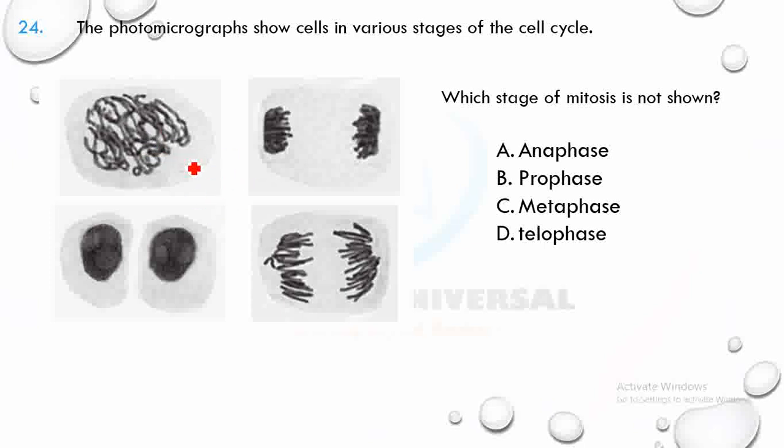Now this is prophase. How do I know? The chromatin is condensing. This is telophase. How do I know? The chromatids have separated and reached the poles. This is anaphase, they are separating. And this shows interphase, where nothing is happening. Interphase is not even part of mitosis. So the one that is missing here is metaphase, because at metaphase they align at the equator.